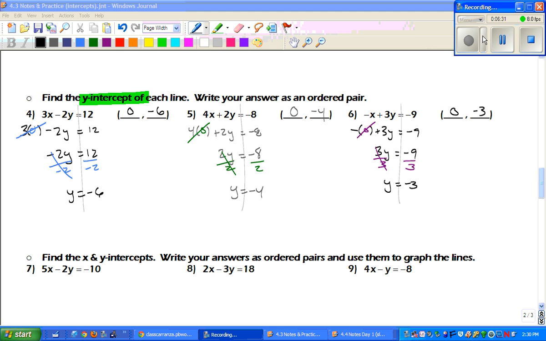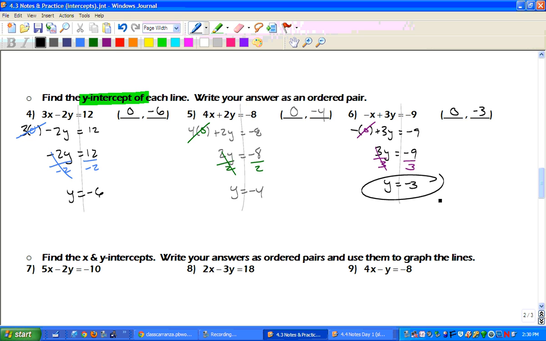Okay, and you should have gotten the point 0, -3. Now remember, that is not your answer, okay? The point is the answer. Always leave your answer as a point.